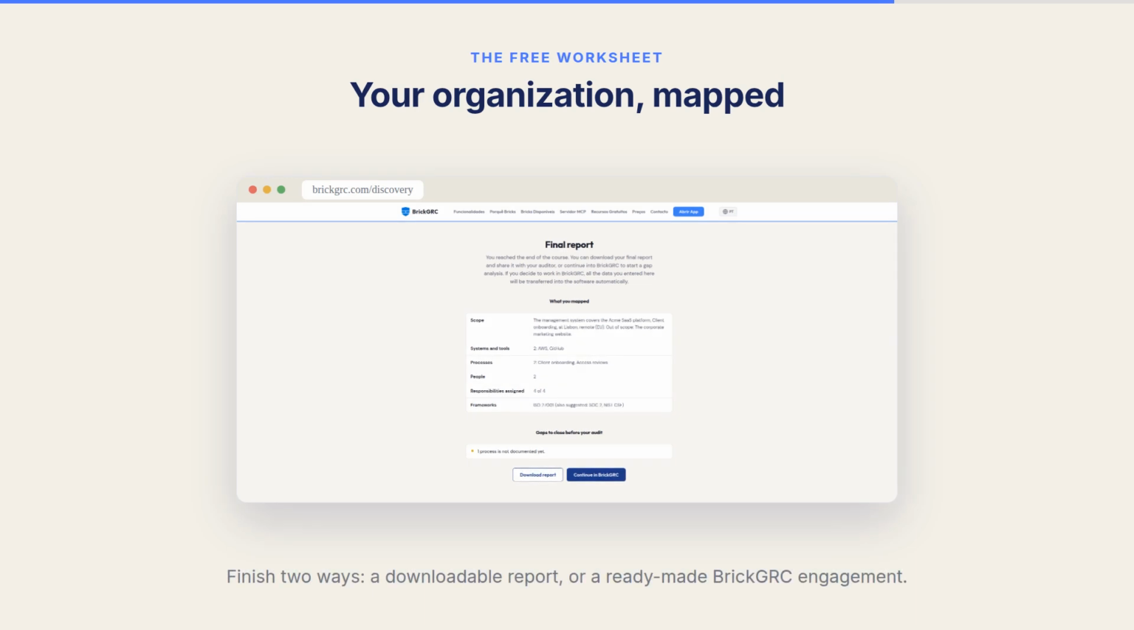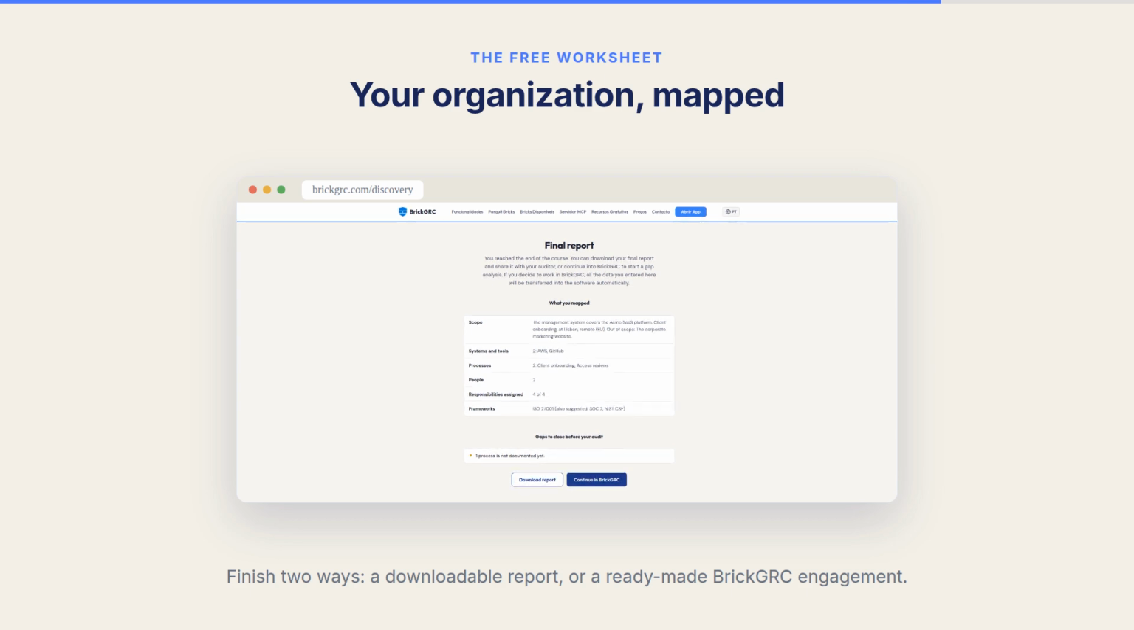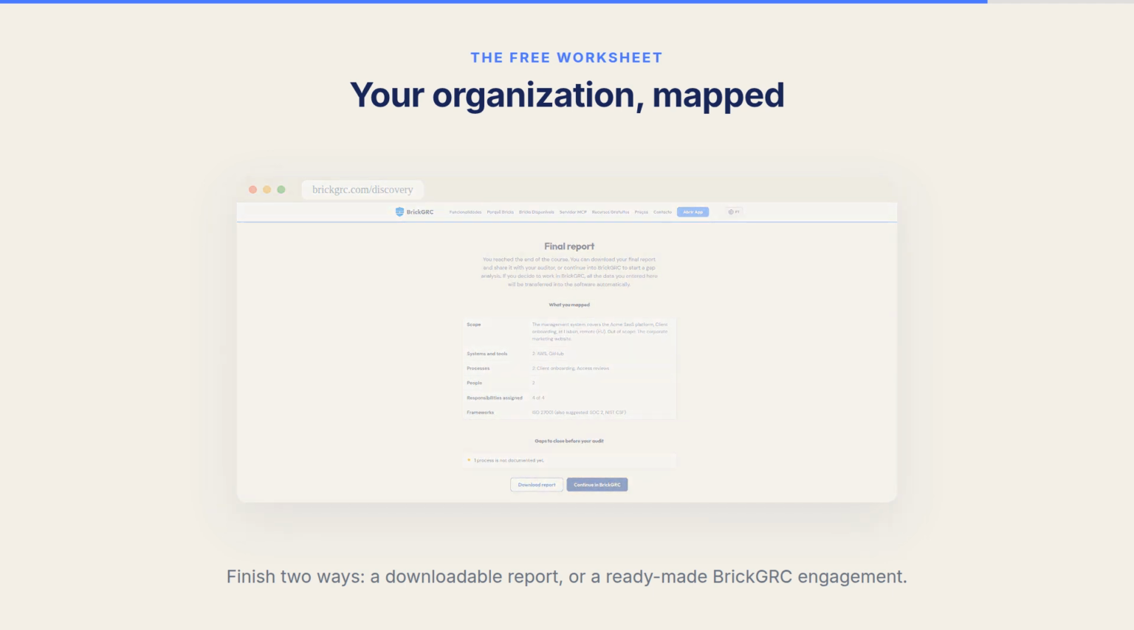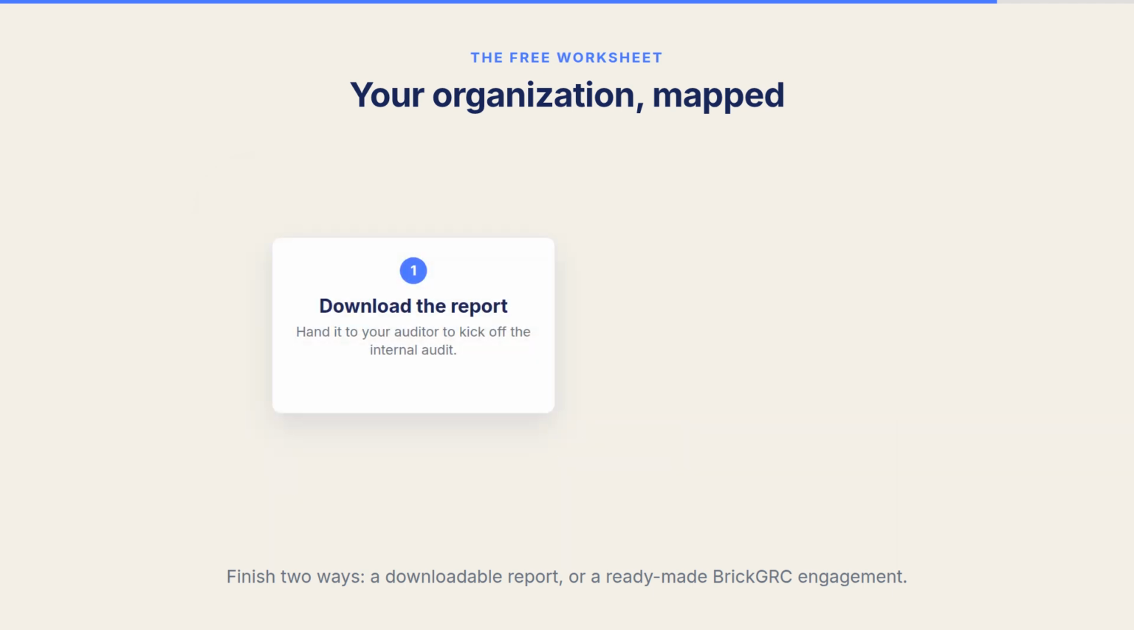You have reached the final part of the course. So far, we have covered current state discovery, scope, tools, processes, people, and frameworks. To help you do all of this yourself, we built a free worksheet online. It maps your organization in about 15 minutes with no account needed, and everything you enter stays local in your own browser. When you finish, you have two choices.